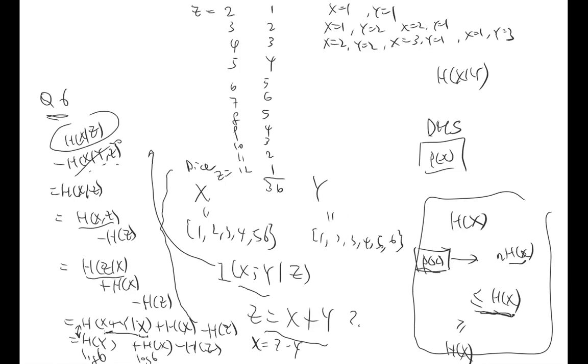So therefore H(Z) will be something like, let me just put some space here. H(Z) is equal to 1/36 log 1/36, that's minus log 36. Maybe I just write 36, it's easier.